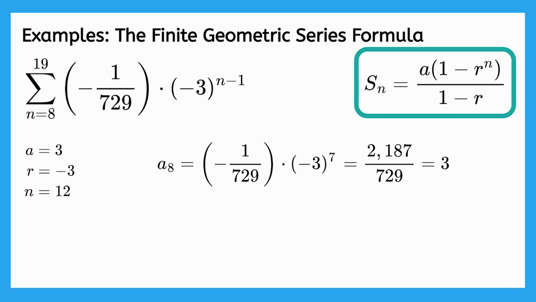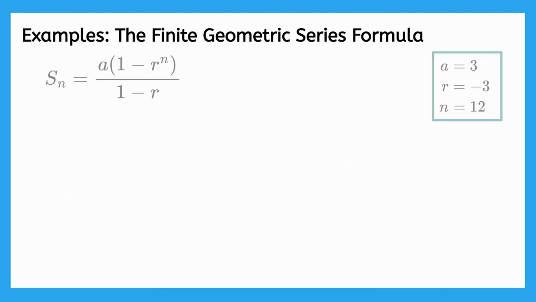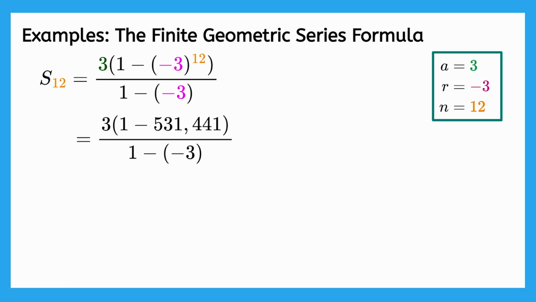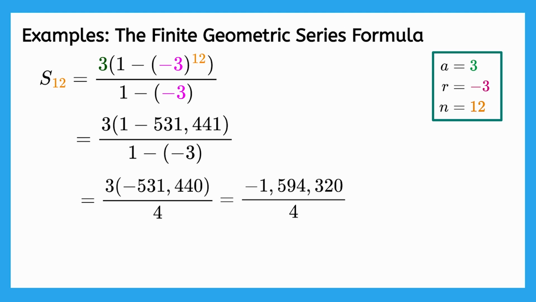All right, let's make ourselves a little room here so we can use the finite geometric series formula. First, let's substitute. The initial term is 3, the common ratio is -3, and the number of terms is 12. Now we can evaluate. -3 to the 12th power is 531,441, positive, because it was raised to an even power. Now we can simplify the bits of subtraction. Multiply on top, and finally, divide.